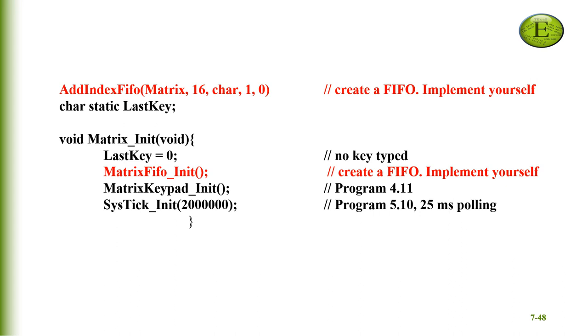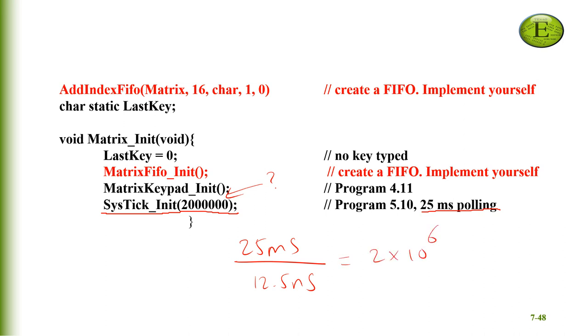So before I write the interrupt service routine, it is important to understand how to call the SysTick initialization to enable a keypad scan interval of 25 milliseconds. So what should be the input argument? Over here we have 2 million, which is a result of 25 milliseconds divided by the 80 megahertz clock time period, which is 12.5 nanoseconds. And that is going to give you 2 times 10 to the power 6, because this milli is going to cancel with nano, and we have 10 to the power 6 in the numerator, that's 2. So that assumes an 80 megahertz clock. Again, if the clock changes, then we have to adjust this value accordingly.